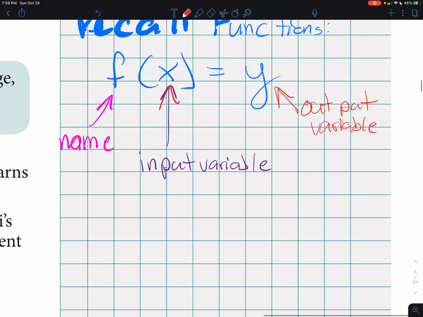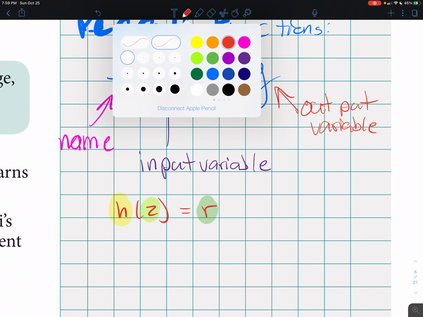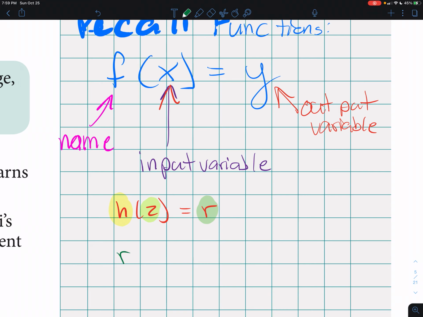So you can have stuff like h of z equals r. I'm just kind of making up some letters here. In this case, h is still the name, our input variable is the z, and our output variable would be the r. It doesn't really matter what letters they are as long as they're defined in the context of whatever the problem is. r of t equals s. Just to point out, this is not h times z, this is h of z, f of x, r of t. We don't write it out because we're trying to save time. We don't have to write "of" every single time when we can communicate the idea without it.